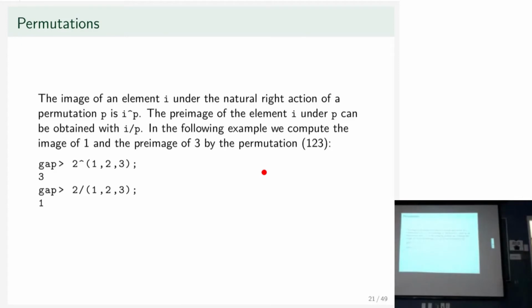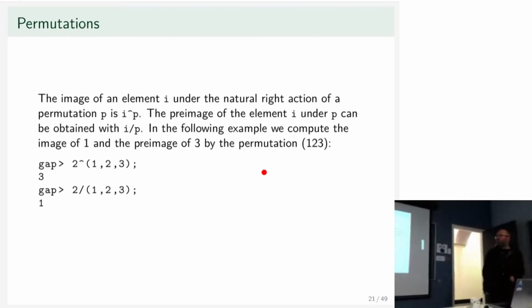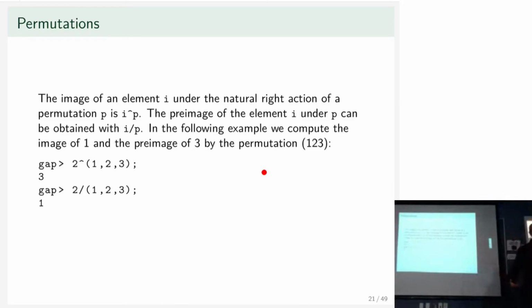So, how to work with permutations? This is important. The image of an element i under the natural right action. Permutations are acting on the right in GAP. In Argentina, we always act on the left. I think in Europe it's the same, right? Which is maybe not a good idea. It's better if things are on the right because you have this exponential notation. But this is the way it is. For GAP will always act on the right. In particular, permutations will be acting on the right, okay?